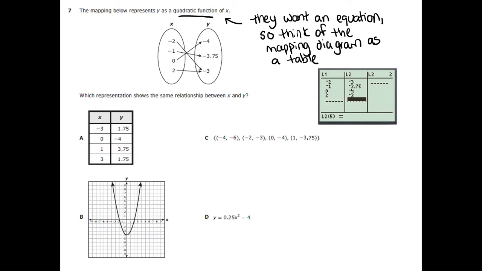Okay, if you're not able to type it in stat, here's how you do it. Since -2 is pointed to -3, that is one coordinate. Since -1 is pointed to -3.75, that is your second coordinate. Since 0 is pointed to -4, and then 2 is pointed to -3. This is what you should type into stat.